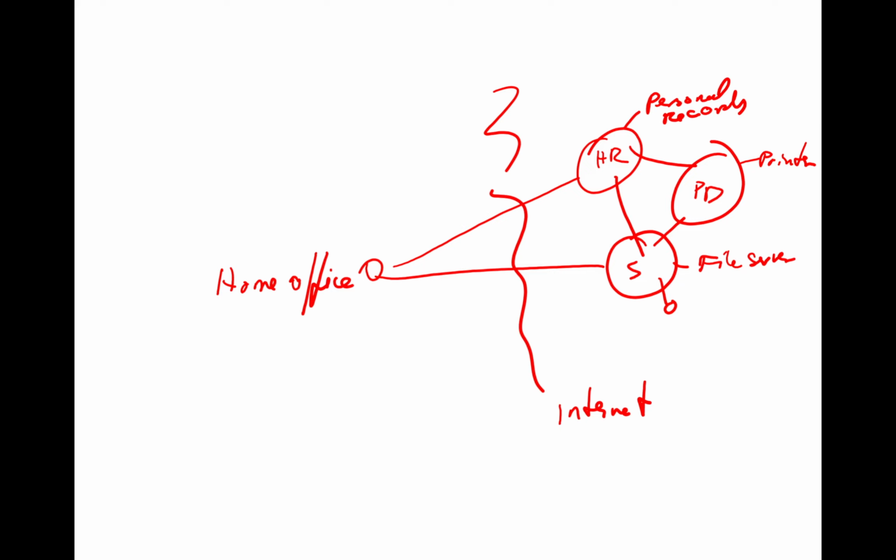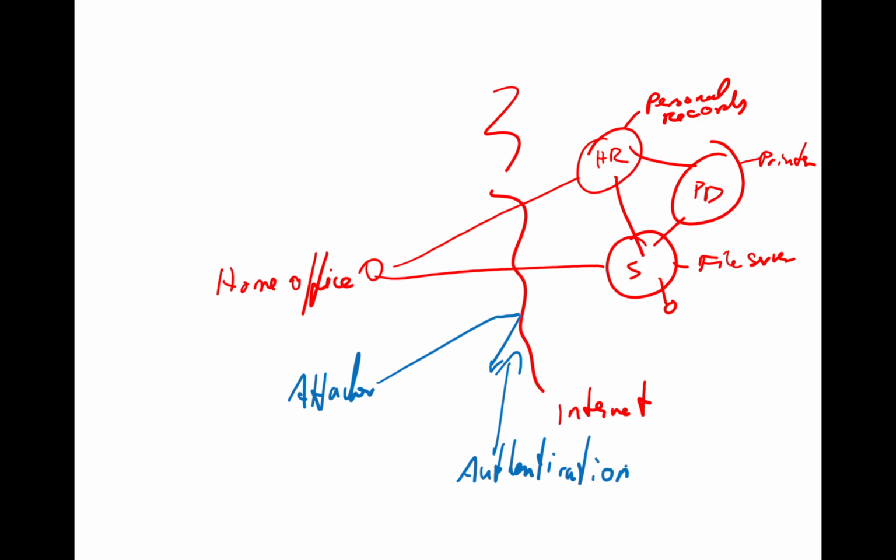Okay, what should not happen is if there's some attacker, so let's draw him in some other color. Obviously the home office person should be able to access, but the attacker should not be able to access the internal parts such as the file server, personal records, or the printer. So there should be some kind of authentication-based access control.